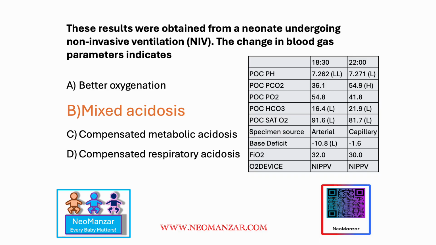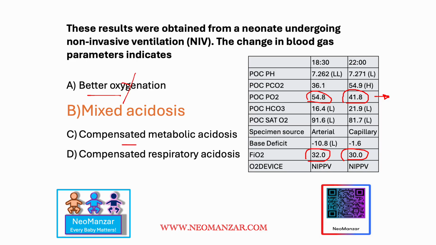So for example, A, better oxygenation. As you see here, jump right to PO2. The PO2 was 54, now it is 41. And the FiO2 has decreased slightly from 32 to 30. So oxygenation is definitely not better. You would need to see something like 70, 80, then you can say so. That's why this is wrong. Mixed acidosis, we'll talk about it later.